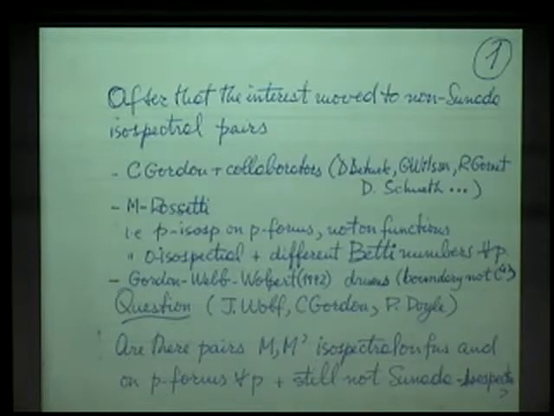As you see, there are two types of problems, manifolds with boundary or without boundary. I'm talking about both together. The question that will be the subject of this talk is a question by Joe Wolf, Carolyn Gordon, Peter Doyle, whether you could have pairs M and M prime isospectral on functions and on p-forms for all p, but which would not be Sunada isospectral.